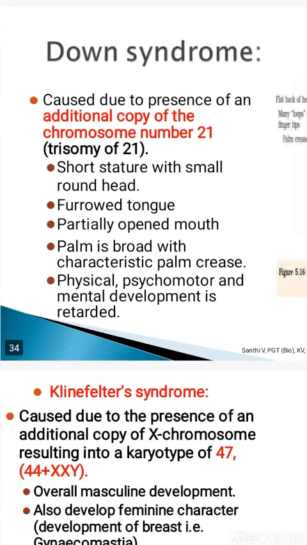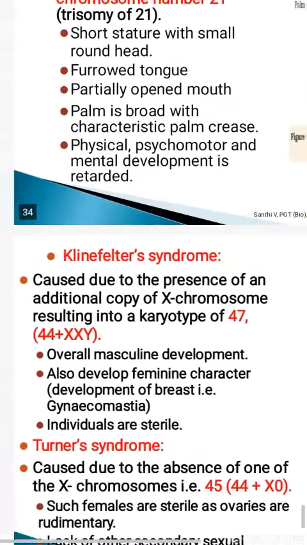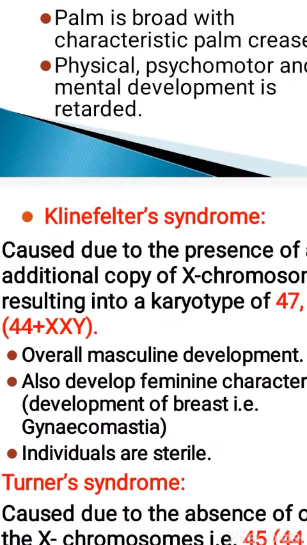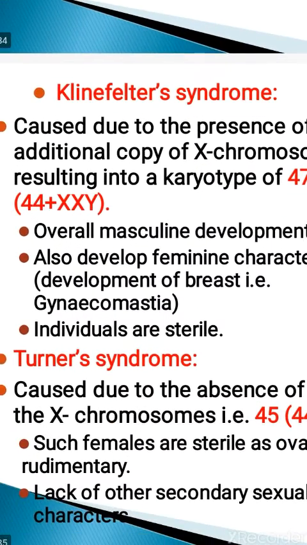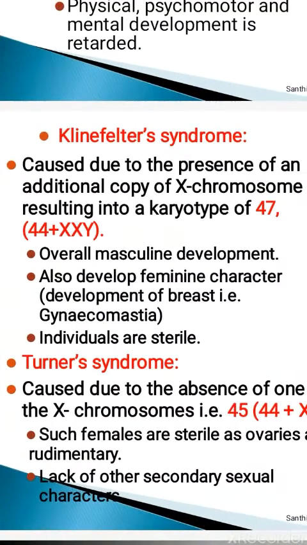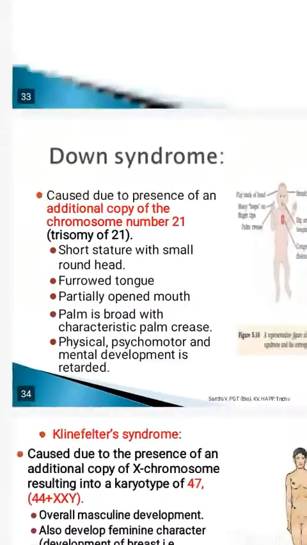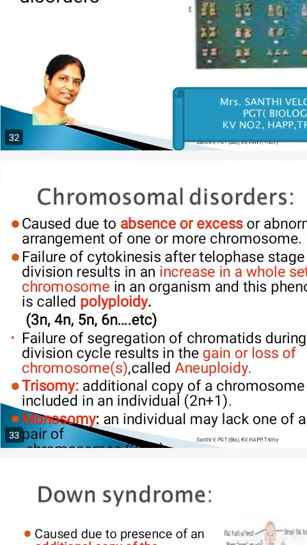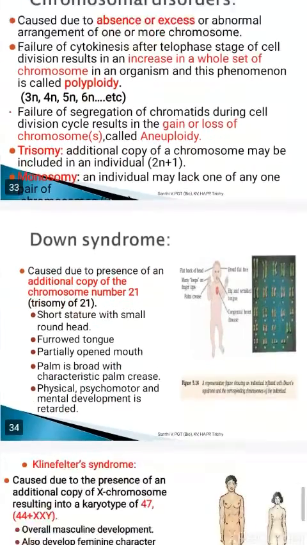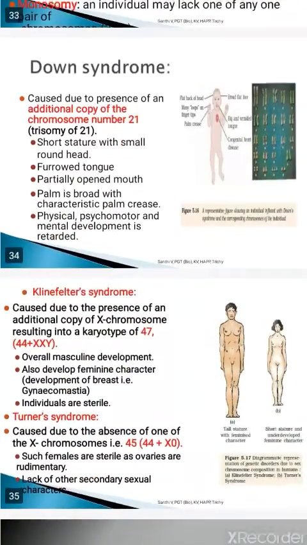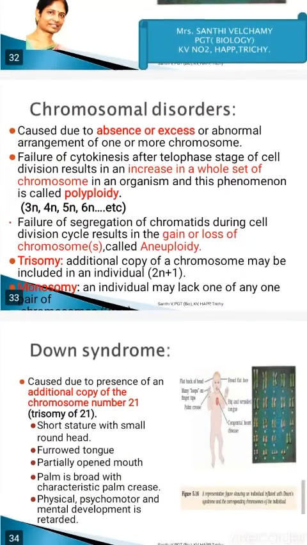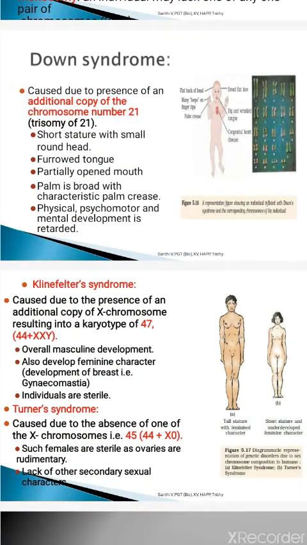Down syndrome is 47 in number, and Klinefelter's is also 47 in number. But Down syndrome is due to trisomy of the 21st chromosome, whereas in Klinefelter the sex chromosome number is 3, that is, an extra X chromosome is there. In Turner syndrome, one X chromosome is decreased. So today we covered three chromosomal disorders: Down syndrome, Klinefelter syndrome, and Turner syndrome.